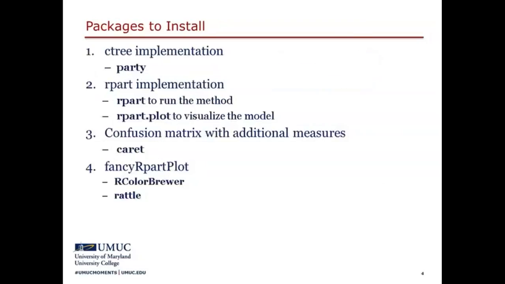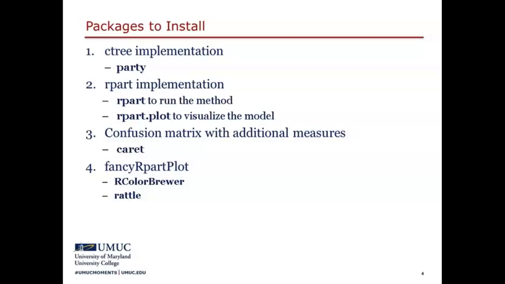So now here I wrote down what you need to install. For your homework assignment, you're doing the C3, so you have to install the party package. Then if you decide to explore the RPart implementation for your assignment, here are the packages that you need to install. Confusion matrix, there are two ways to do it. This is the second way. You can use this caret package, and this one, fancy RPart plot. This is something bonus that I'm going to show you tonight. All right, but I'm going to show it to you at the end.